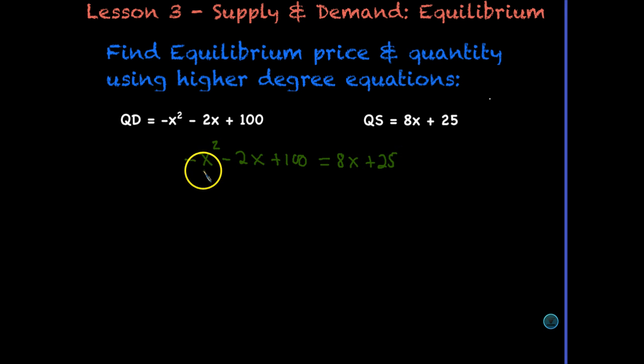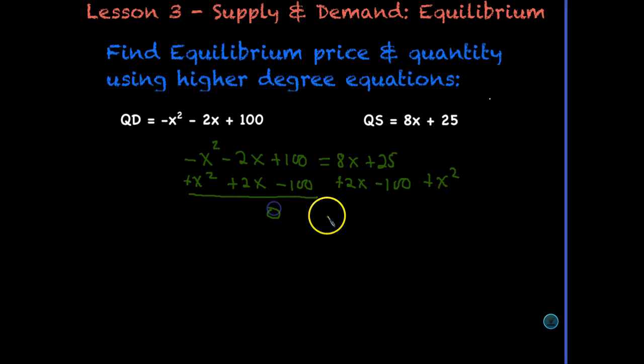What I'm going to do though is go ahead and move over the x squared to the other side so that it's positive, so it's easier for me to factor this. And I'm going to move, in fact, everything over to the other side. So I'm going to add x squared, I'm going to add 2x, and I'm going to subtract 100 all to this side. So this side becomes 0, and this side, I'm going to go ahead and write these in order, equals x squared plus 10x minus 75.